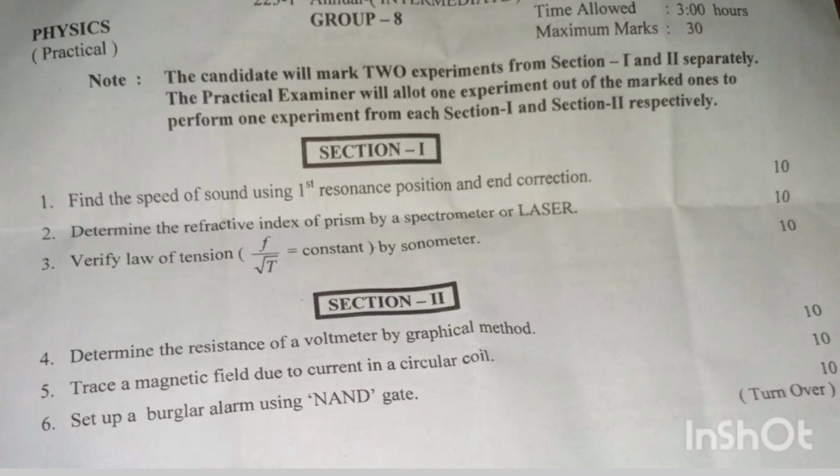Physics Practical Paper 2023 Group 8. Section No. 1. Question number 1. Find the speed of sound using first resonance position and end correction.